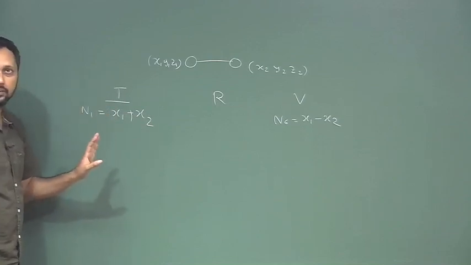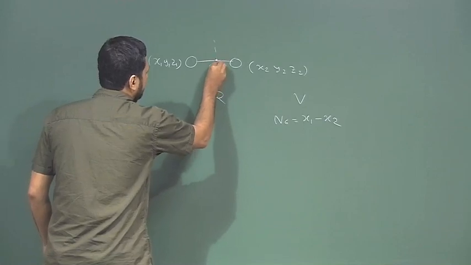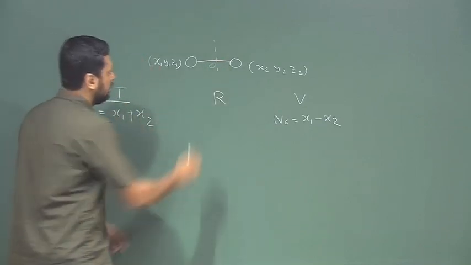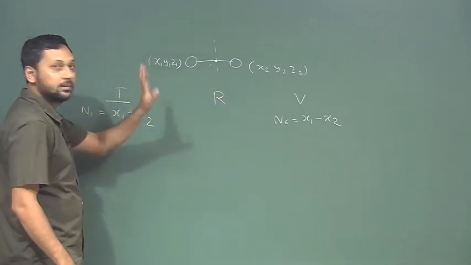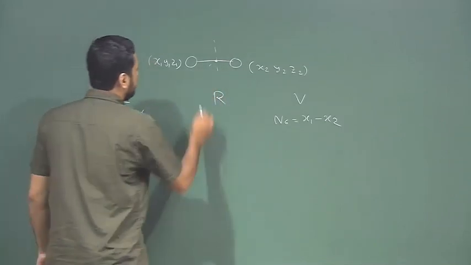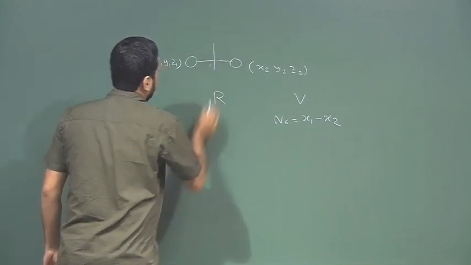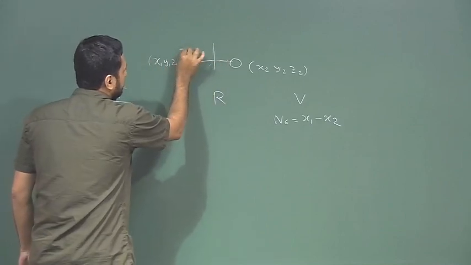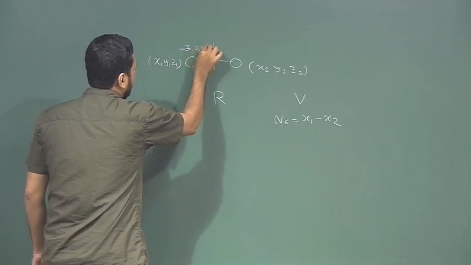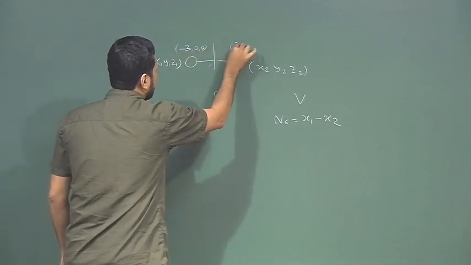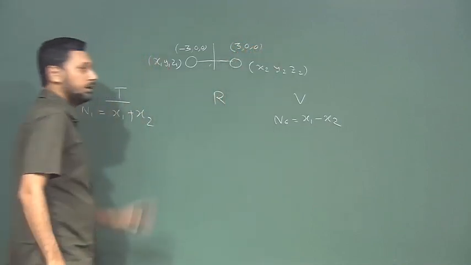Just to show you that these are the right coordinates, let us take the origin at the center of this molecule. Let us say this is my origin, and let us assume that the atoms are placed symmetrically on two sides of the origin. Let us say this has an x coordinate of minus 3 and y and z coordinates 0 0 to begin with, and this has a coordinate of 3 0 0.